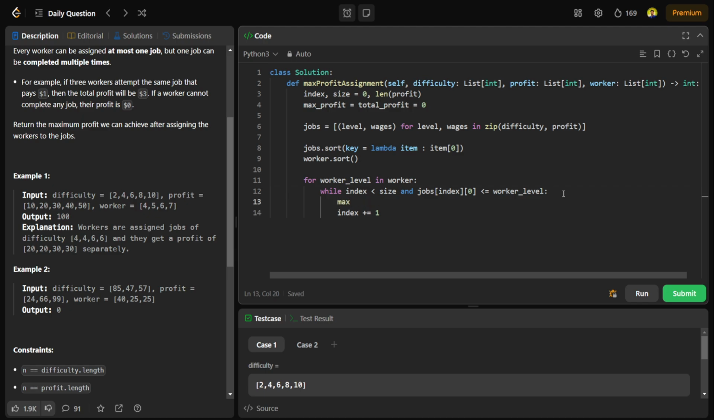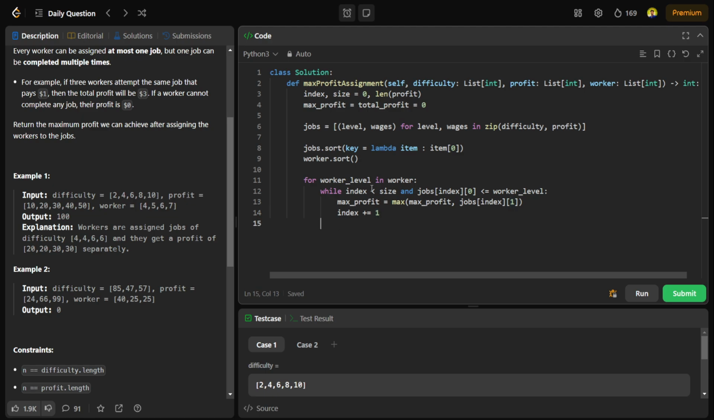But I can store that profit over here. So I will be maintaining my profit, like the maximum profit we got in each iteration. So I'll say, okay, the maximum of the max profit so far and the profit I have with this job. So jobs with the current index, and the profit is at first index. I will be storing that particular profit as the max profit in the same go.